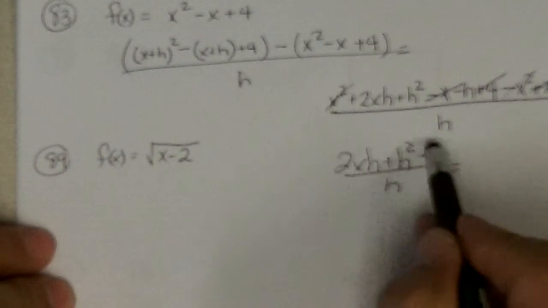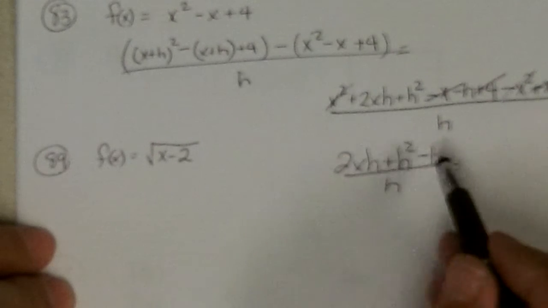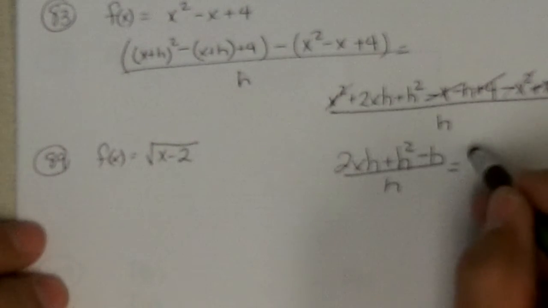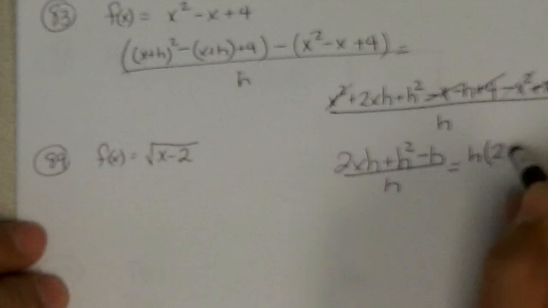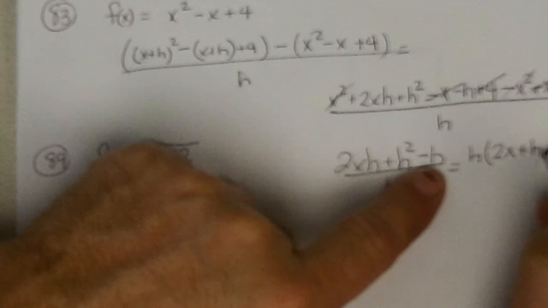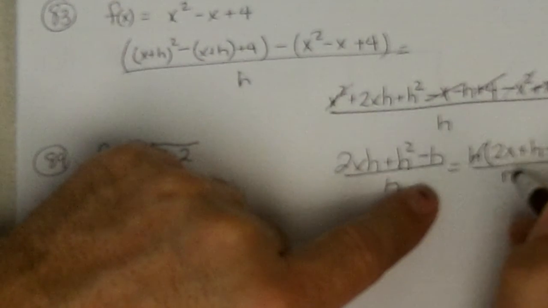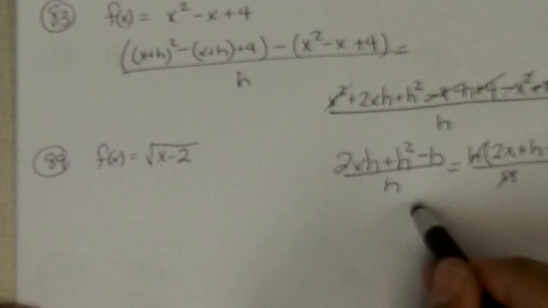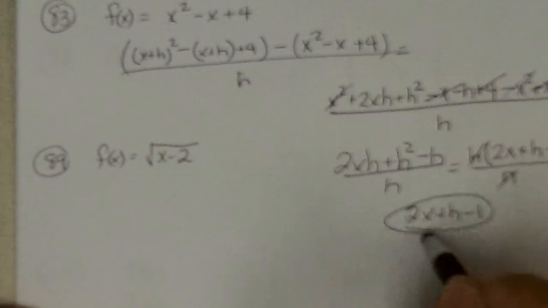I can factor an h out. We can't cancel here unless we divide the h into all of them. But we can just factor out the h in the numerator, and we get 2x plus h minus 1. And the h's cancel, and our final answer is 2x plus h minus 1.